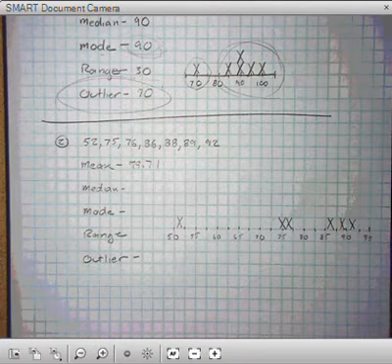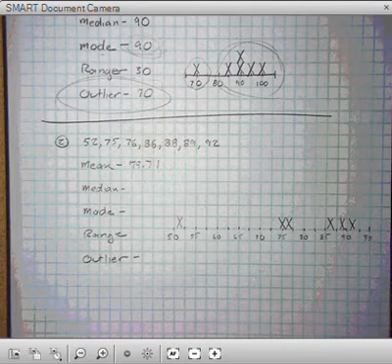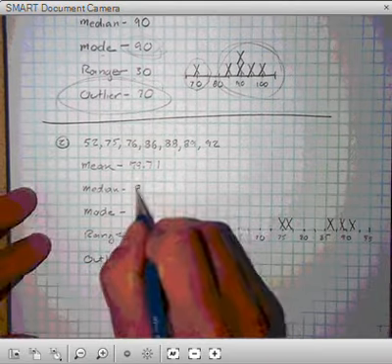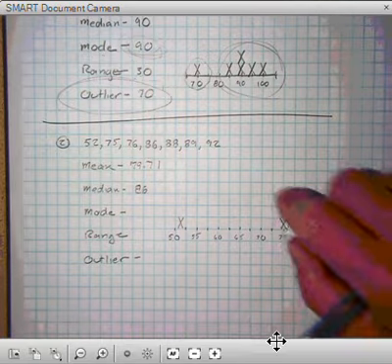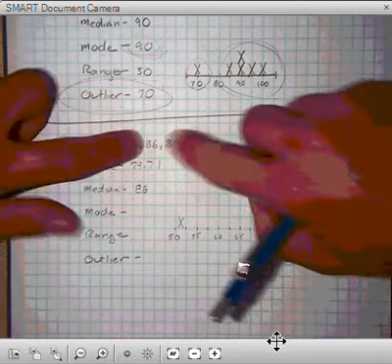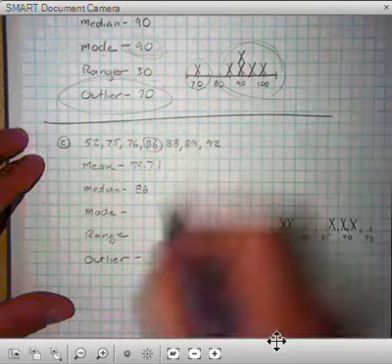What is the median of this data set? Zach? 86, and the way we get that is we cross off, cross off, cross off, so it leaves it right there in the middle.